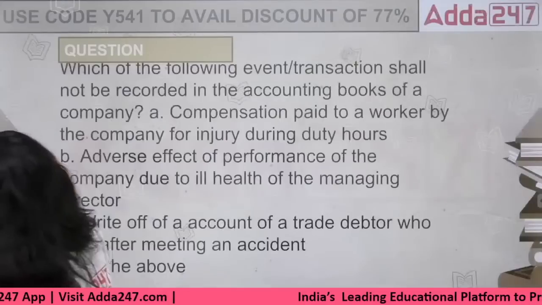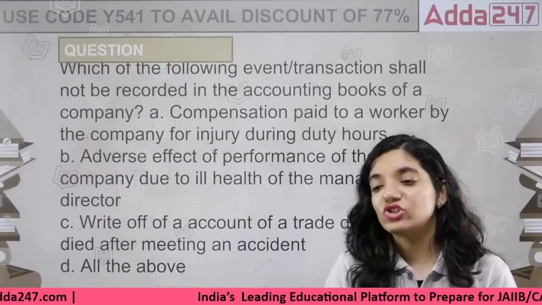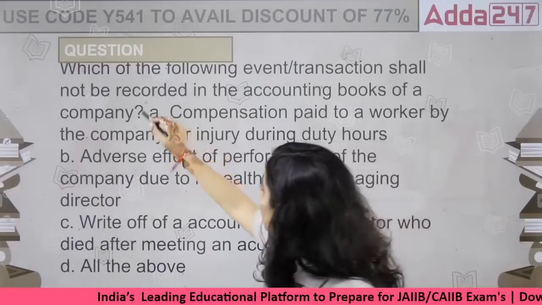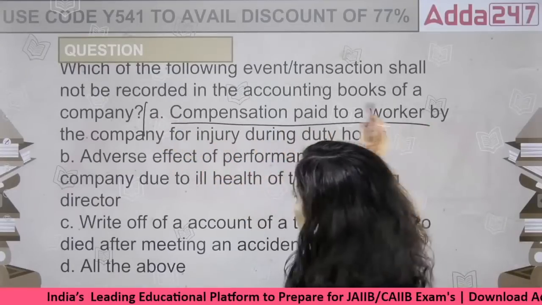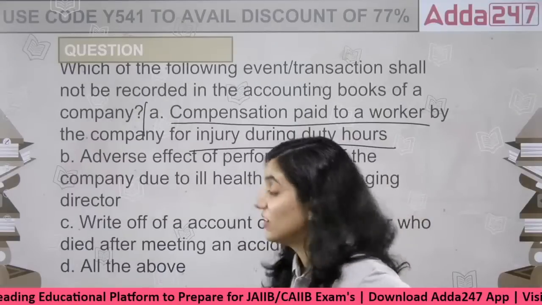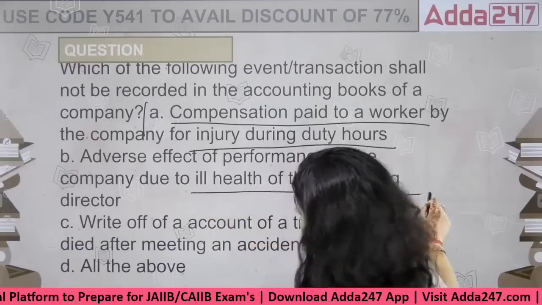Now, moving on to the next one. Which of the following event or transaction shall not be recorded in the books of accounts? First, okay, this is the first one. It says a compensation paid to the worker by the company for injury during duty hours. There was an injury during his duty timing. Adverse effect of performance of the company due to ill health of the managing director.